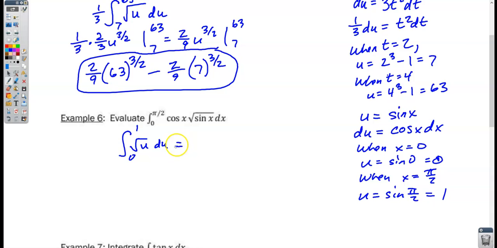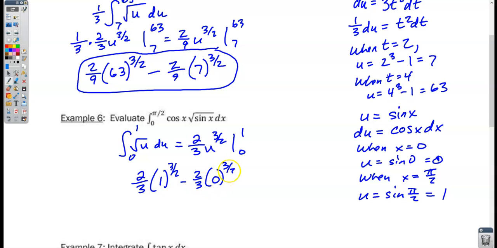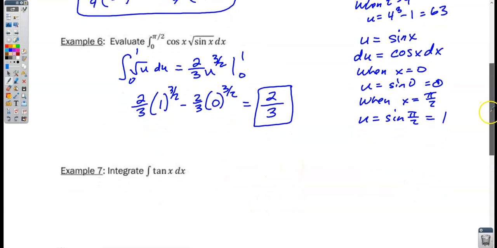And now I'll go ahead and find my antiderivative. Again, that's going to be 2/3 u to the 3/2, which we're going to evaluate from 0 to 1. So I've got 2/3 times 1 to the 3/2 minus 2/3 times 0 to the 3/2, and that's equal to 2/3. Okay, example 7.